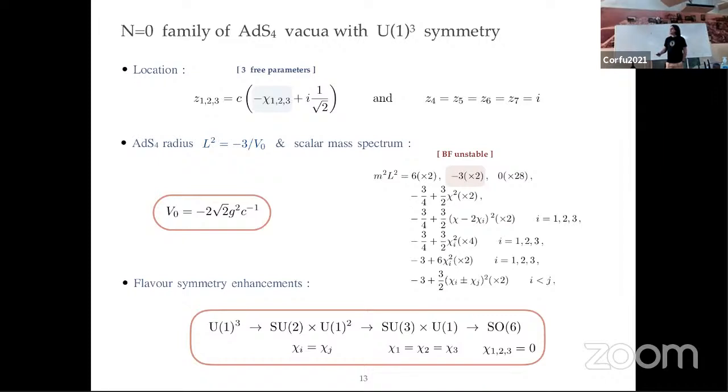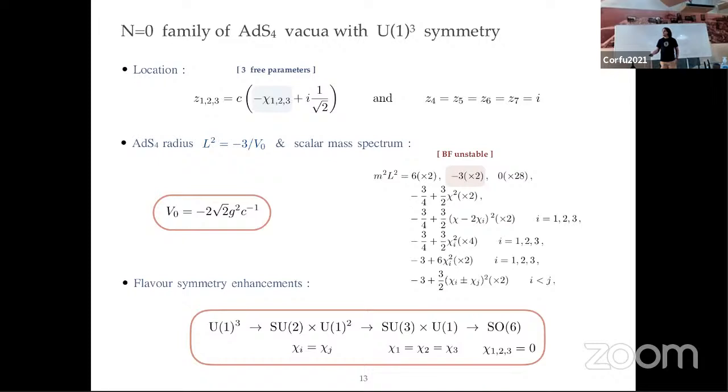Then what is even more interesting is that you can see how the residual symmetry of this AdS vacuum is SO(6) whenever the three parameters are zero. But the moment you start turning them on, depending on how you turn them on, you get different patterns of symmetry breaking. For example, at generic points with three different values of the chi's, the symmetry of your solution is U(1) cubed.